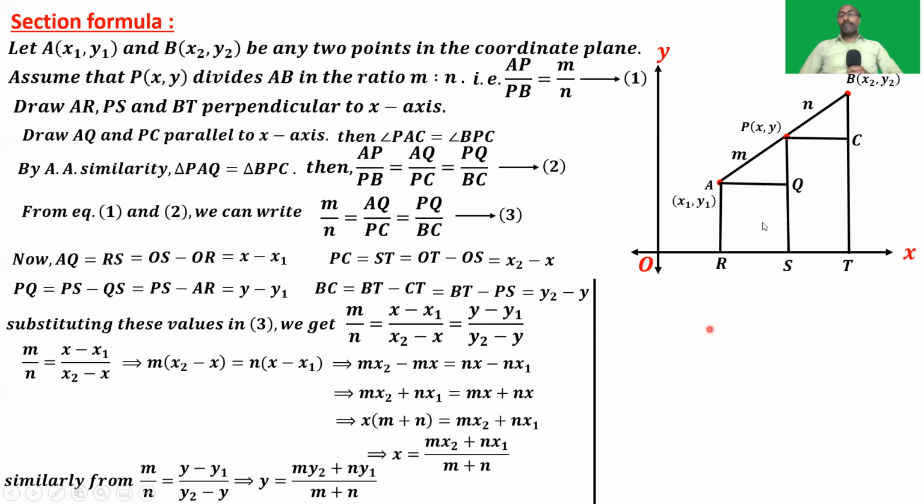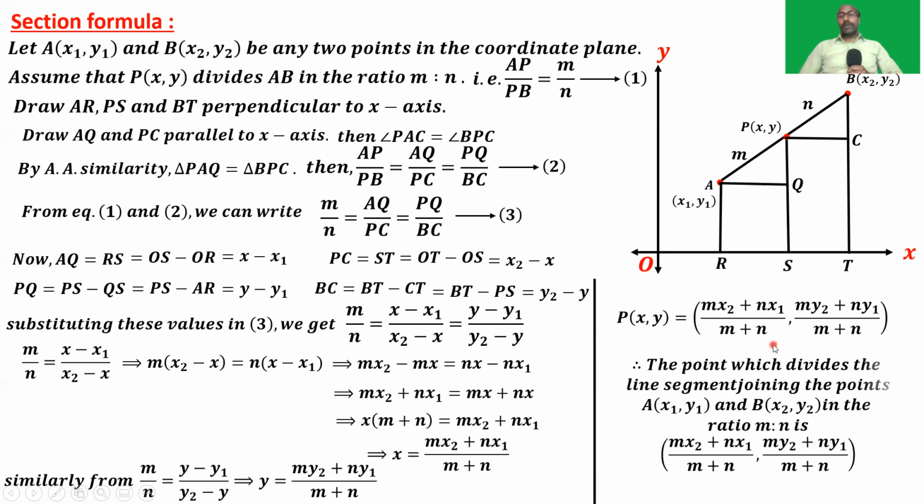Here x and y are the coordinates of P, which divides the line segment AB in the ratio m is to n. So therefore, the point which divides the line segment joining x1 y1 and x2 y2 in the ratio m is to n is mx2 plus nx1 by m plus n and my2 plus ny1 by m plus n. This is called the section formula. So using this, we can find the point which divides the line segment AB in a given ratio.